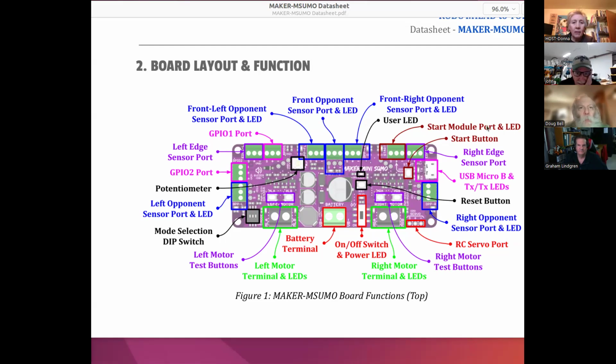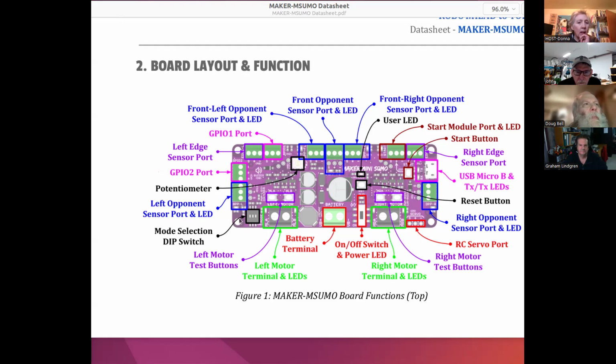Maker M Sumo board functions, the data sheet, yeah. Okay, can you read what's on here? Yep. So this is the board I purchased for my mini sumo, and I'm really liking it, mainly because it's taking everything I need to use for the robot and putting it all on one board, instead of buying a microcontroller and then a motor controller and all the separate parts together.